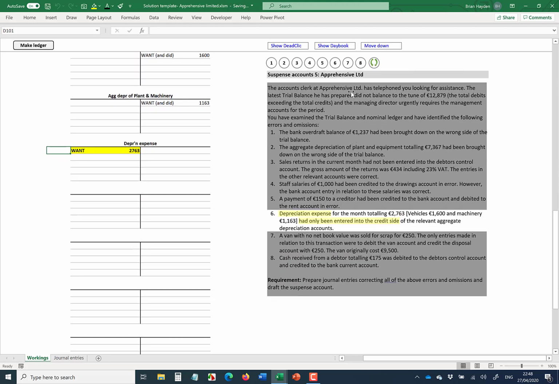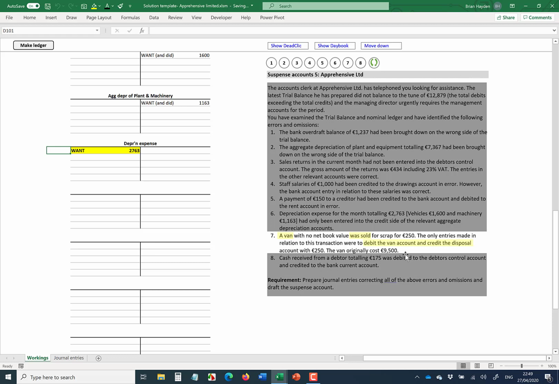Okay, so item number 7. A van with no net book value was sold for scrap for $250. The only entries made in relation to this transaction were to debit the van account and credit the disposal account with $250. The van originally cost $9,500. Okay, so this is a disposal of an asset, and again, it gets back to that topic, asset disposals.